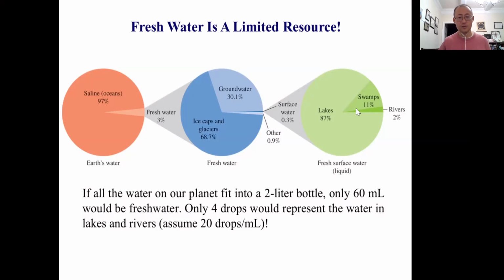So sometimes people give an approximation that if all the water on our planet fit into a 2-liter bottle, only 60% would be fresh water, and among that, only 4 drops would represent the water in lakes and rivers. If you assume 20 drops per liter, you can do a simple math to see if the statement is correct. Out of a 2-liter bottle, only 4 drops will represent water in lakes and rivers.